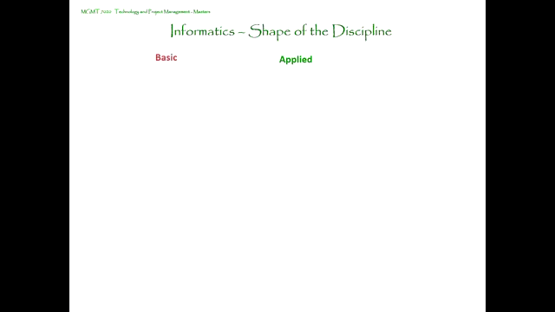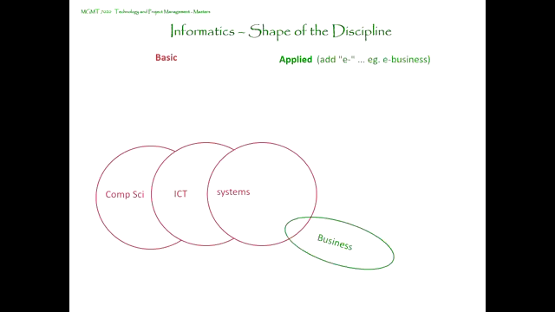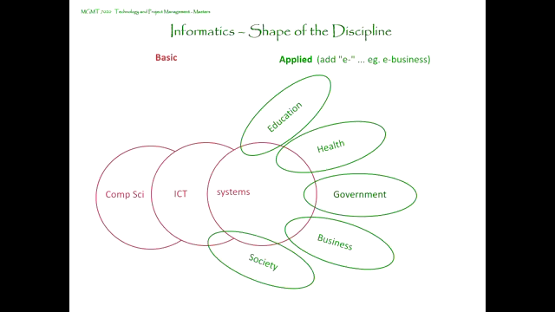Here's a little graphic of basic and applied informatics. Basic informatics is things like computer science and technology studies, the way things are actually implemented in networks and so on, and systems theories. They're the three basic areas of informatics. There are lots of others. And on the applied side, you just add E to things. So it's the way all of that stuff in red works with business as an applications area is e-business, e-education, e-health, e-government, e-society, and all the rest of it.